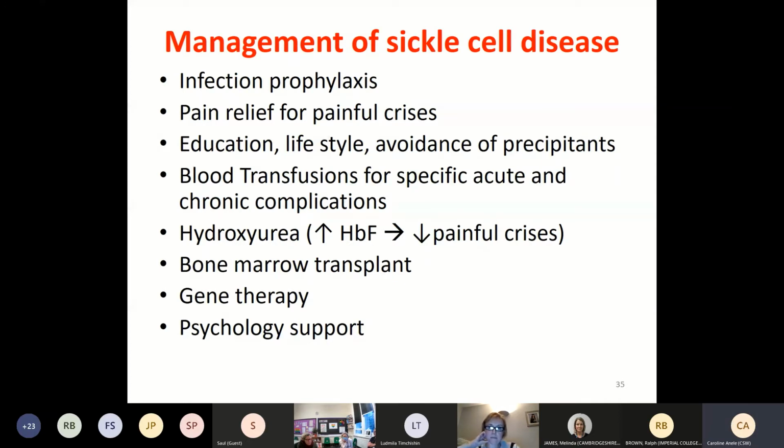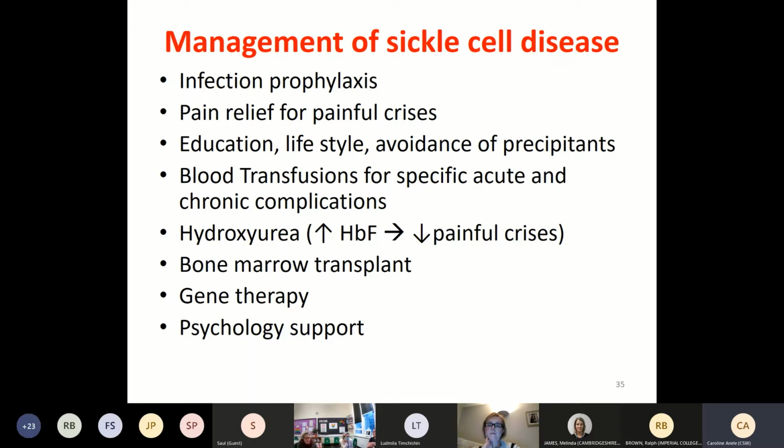Management of sickle cell disease. Infection prophylaxis, and I've mentioned before that they need penicillin or an alternative antibiotic twice a day. They need pain relief for painful crisis. It's important that the family and the child are educated about the condition, lifestyle, avoidance of precipitants. Sometimes they need blood transfusions for specific acute and chronic complications.